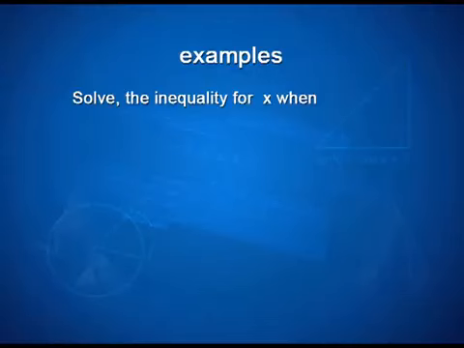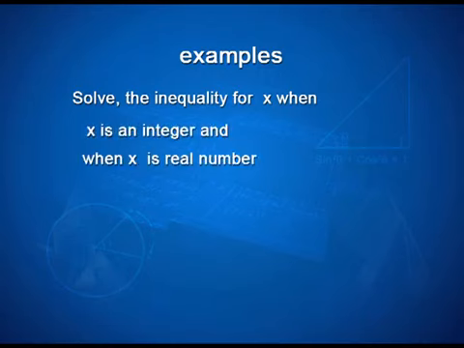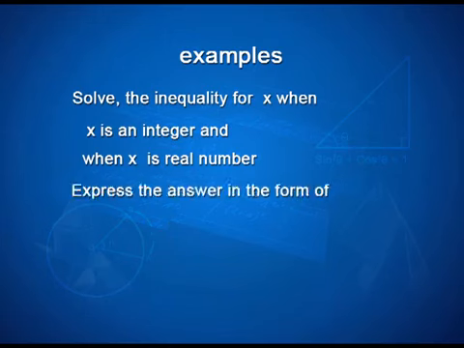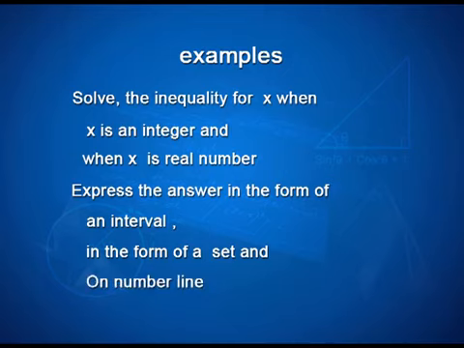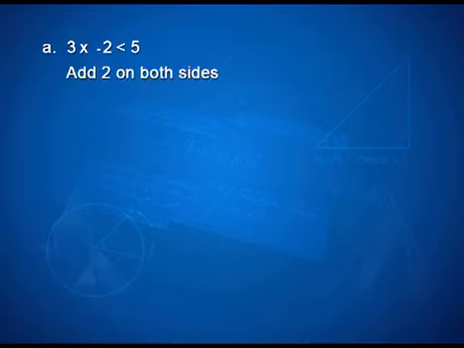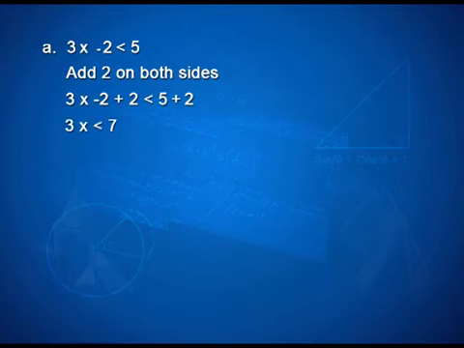Solve the inequality for x when x is an integer, and second part when x is a real number, and express the answer in the form of an interval, in the form of a set, and on the number line. Take up the question 3x minus 2 is less than 5. We have to solve the inequality for x. We add 2 on both sides to get 3x minus 2 plus 2 is less than 5 plus 2. That is, 3x is less than 7 and therefore, x is less than 7 by 3.